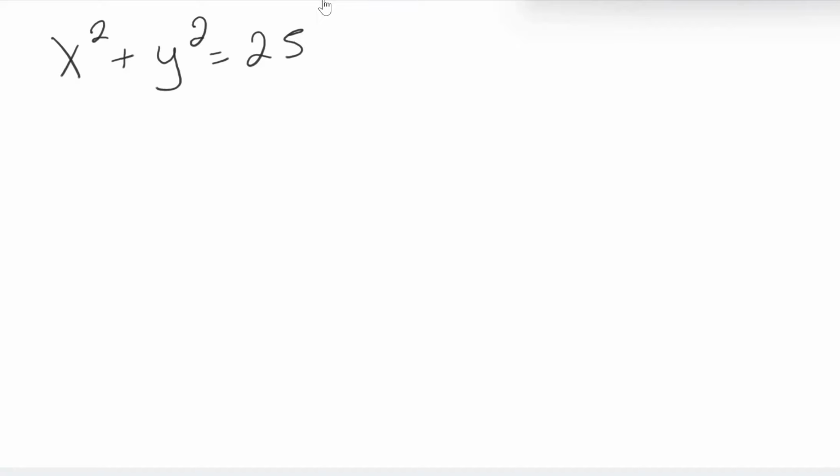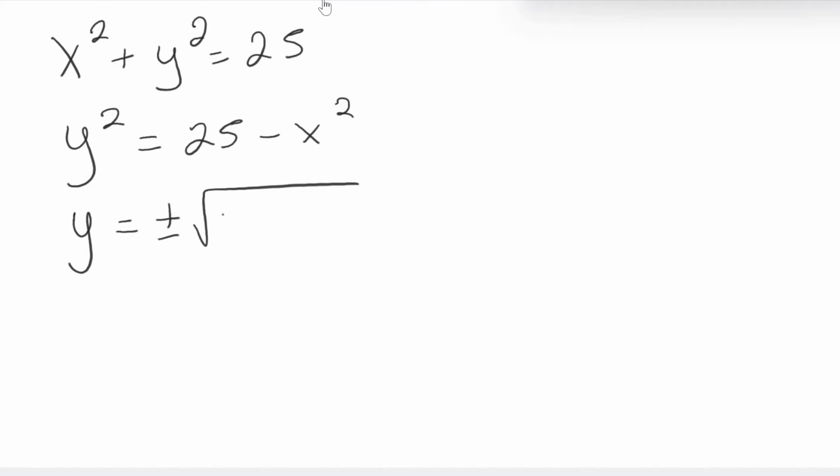That's the other thing we're looking at: if you look at those two things, some of them were functions, some of them were not. So that can make a difference here too. So let's solve this for y. y squared equals 25 minus x squared, and we take the square root of it. So y equals plus or minus the square root of 25 minus x squared.